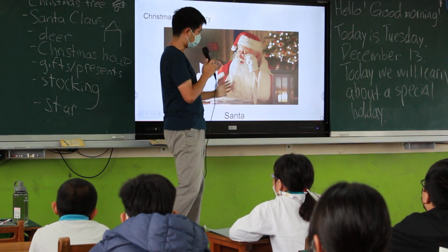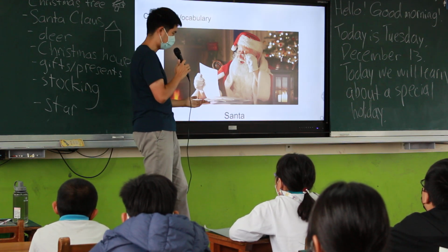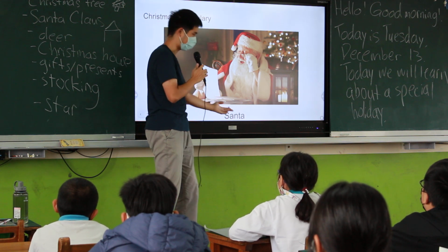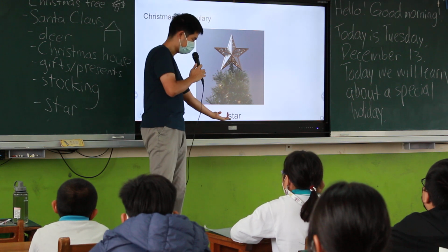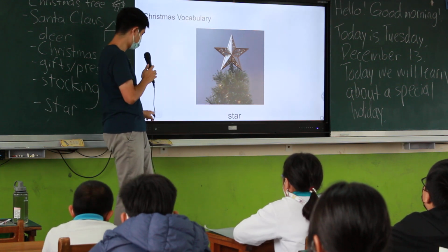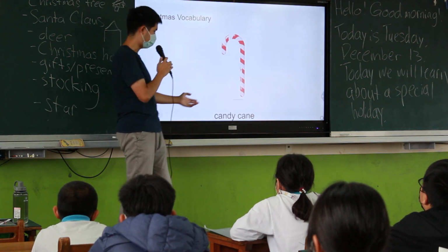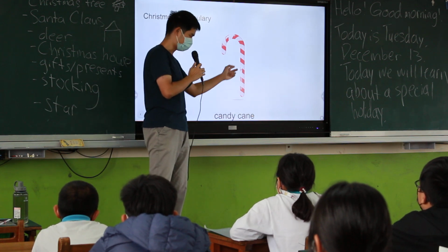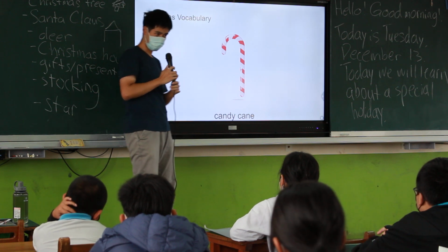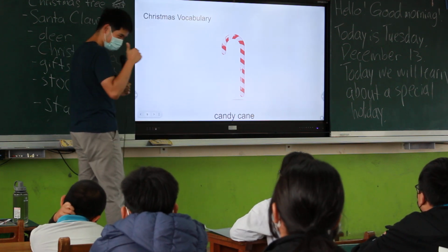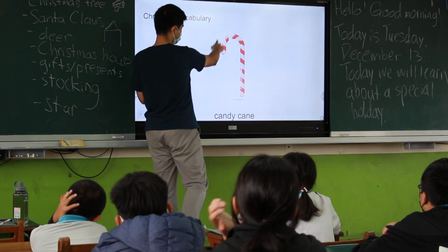So, this old man in red with the hat, this man is Santa, right? Santa, thank you. Next one we have, on top of the tree is a? Star. Good. Then we have a candy cane. Did you eat a candy cane before? Is it good? Really? I don't like it, but if you think it's good, that's good too. Yes, candy cane is like this one.